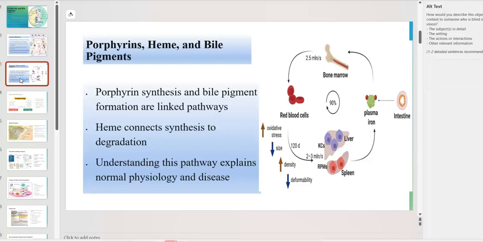Porphyrin, heme, and biopigment. The biochemistry of porphyrin and biopigment are closely interconnected. Heme metabolism connects porphyrin synthesis to biopigment formation. By understanding this pathway, it is important to distinguish between normal physiology and disease state.